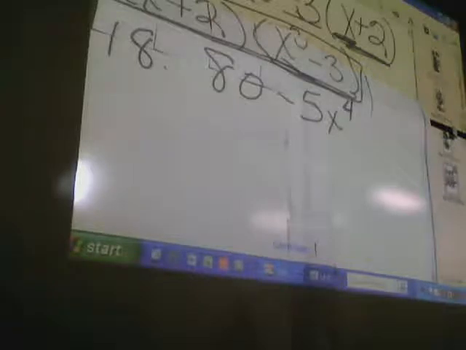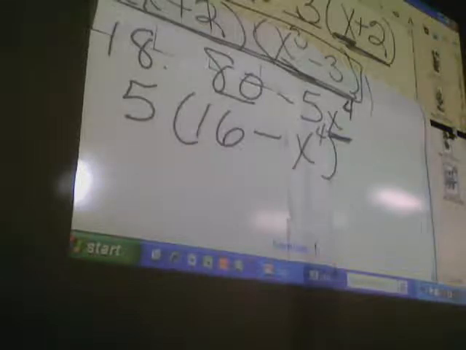is 80 minus 5x to the 4th power. They're not perfect squares because 5 cannot be squared. Well, it can be, it's just not a perfect number. Okay, do they have anything in common? 5. So 5 times what is 80? 16? 16, yes. Okay, and then we have a minus x to the 4th. Okay, can anything be factored out of that?